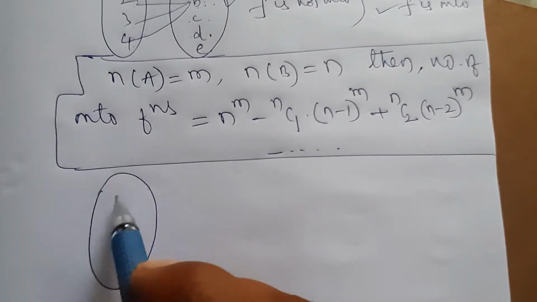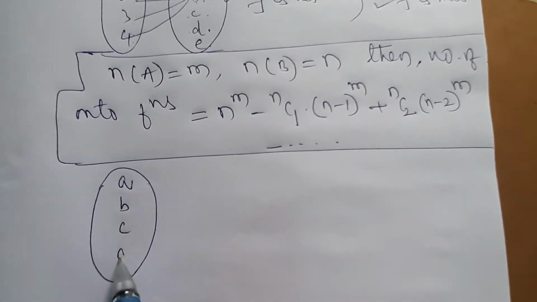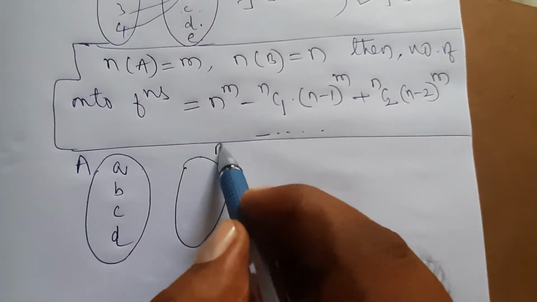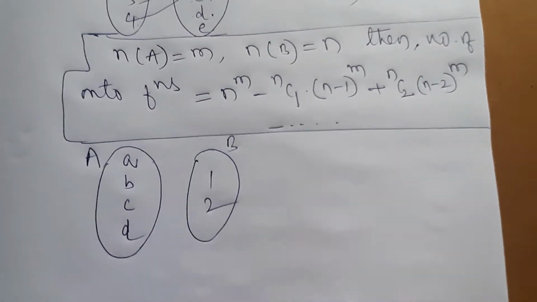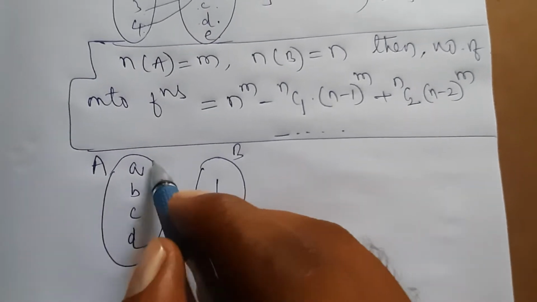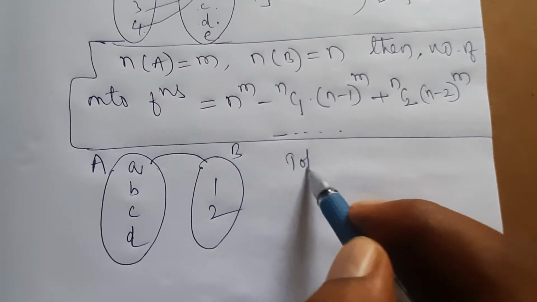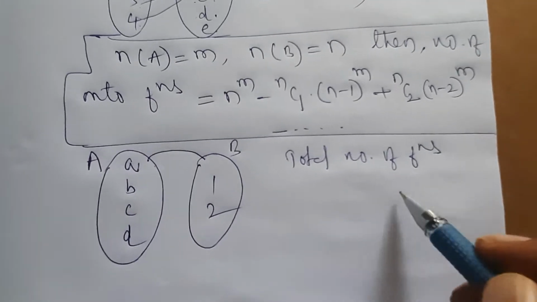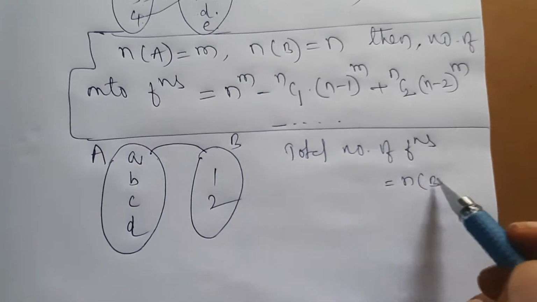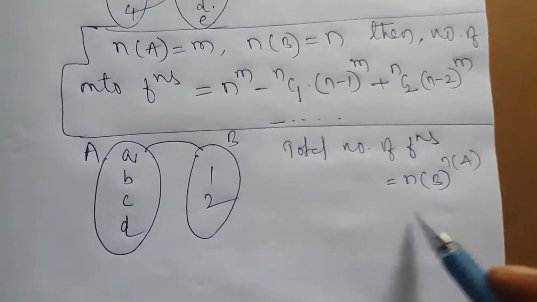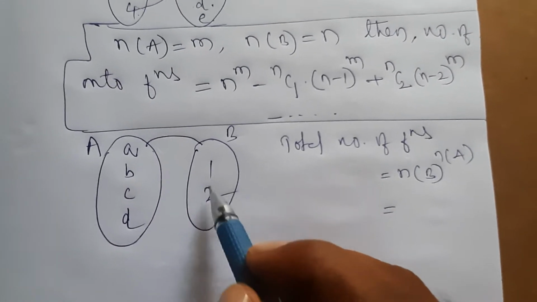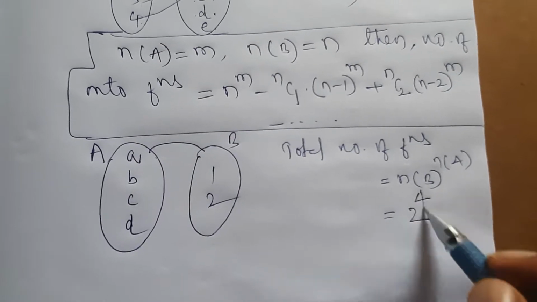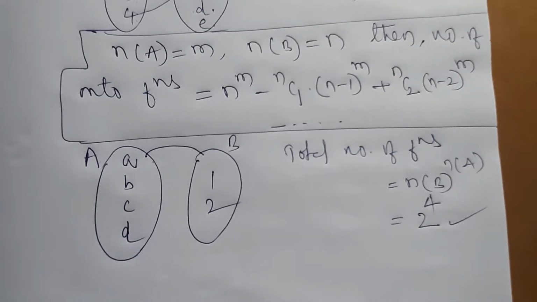For example, here a b c d, let this be the set A. If the other set has two elements, here the total number of functions equals what is the formula? n(B) to the power n(A). So here n(B) value is 2, n(A) has 4 elements, so 2 power 4. This is the total number of functions.